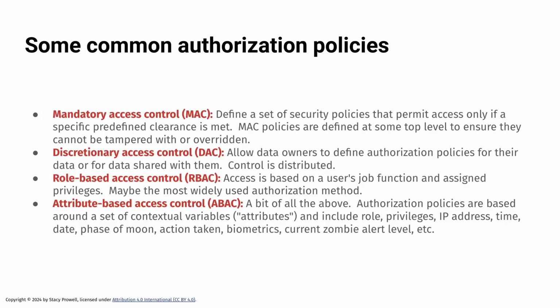And then there's attribute-based access control, ABAC. It's a bit of all the above, right? Authorization policies are based around a set of context variables, right? Attributes like roles and privileges, IP address, time, date, phase of the moon, action taken, right? The zombie alert level, all of these things are fed in, and we say that based on everything I'm seeing right now, this determines whether I should allow this action or not.